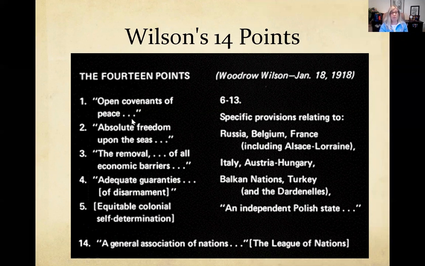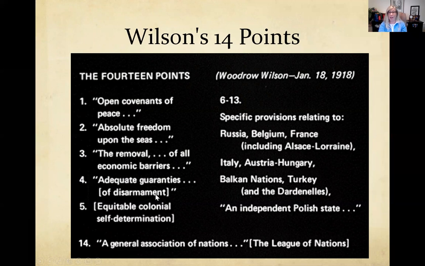So he wants open covenants of peace, meaning that everyone is going to be peaceful. There's not going to be anyone blamed or charged with wrongdoing or anything like that. Absolute freedom of the seas for everybody. So free seas, no one country can control who's traveling through a body of water. Everyone has access. Those German U-boats, you can't stop anybody. All of that's got to be protected. Removal of all economic barriers. Doesn't that go back to the Open Door Policy of John Hay? Yes. Adequate guarantees of disarmament.